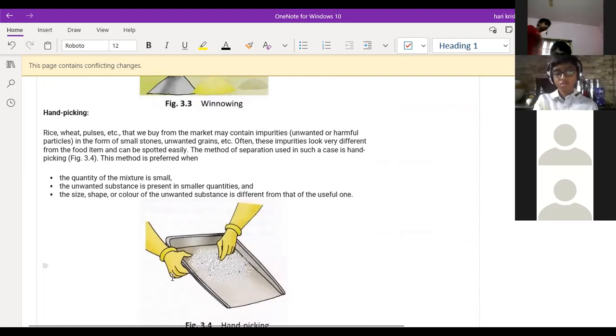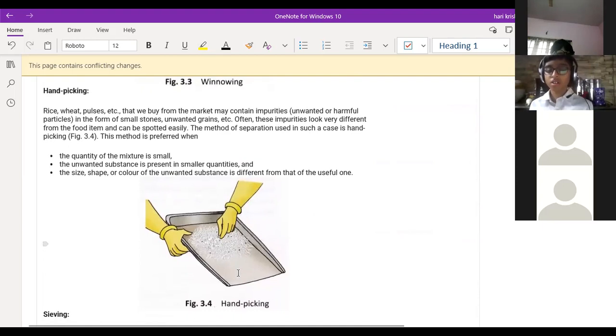What is the meaning of hand picking? Sir, we can do this when the quantity is of a mixture, like the rocks are big and the grains are small, when they are of different sizes, and the amount of the mixture is small, sir, and the shape and the color of the unwanted substance is different from the needed substance, sir.